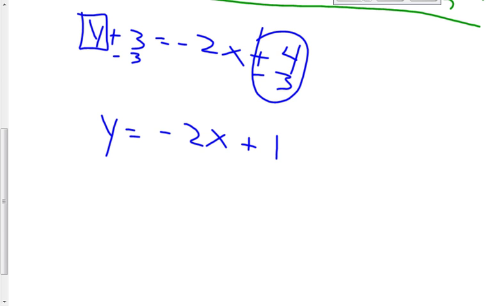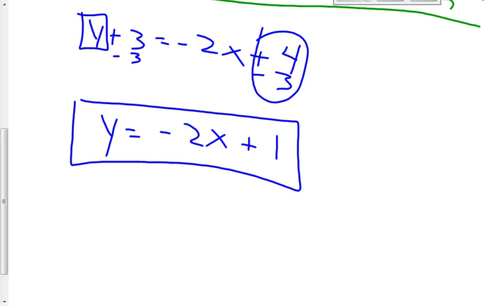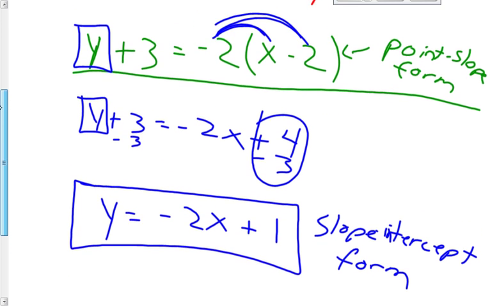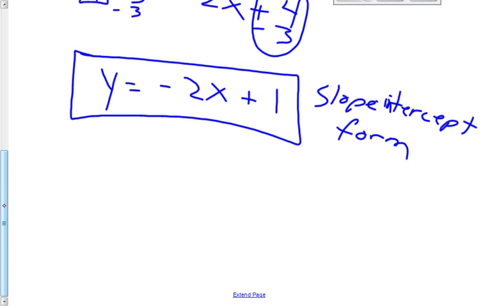And class, you have successfully put it into y equals mx plus b form. Y equals a negative 2x plus 1. This is our slope intercept form. So you're 2/3 of the way done. You have your point slope form. You have your slope intercept form. The last one is our standard form.